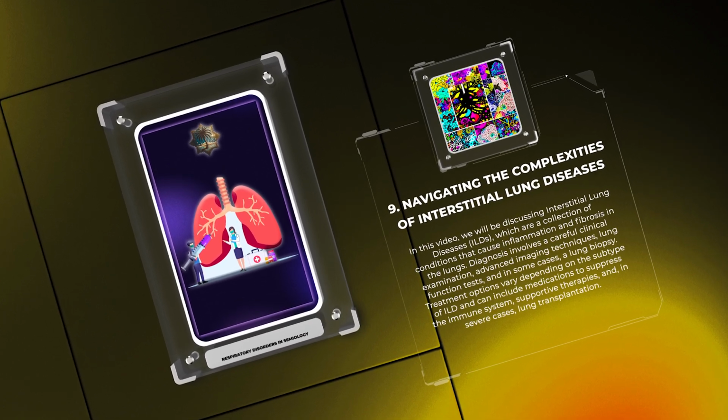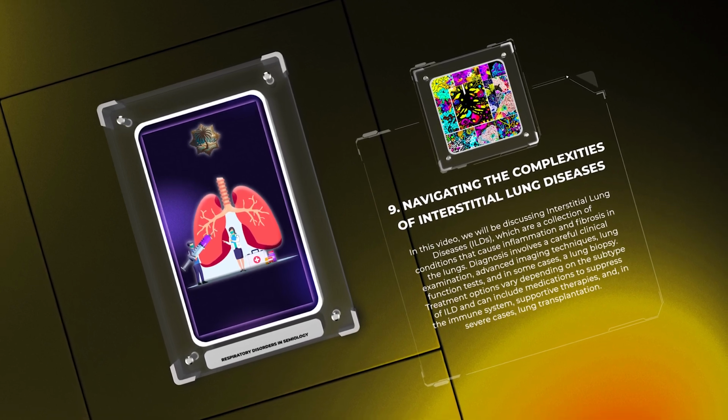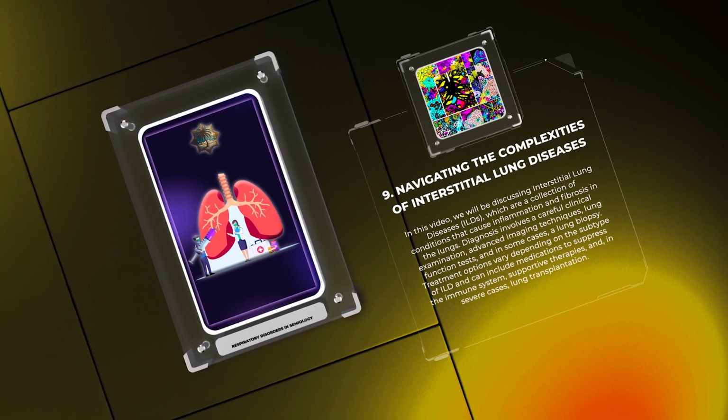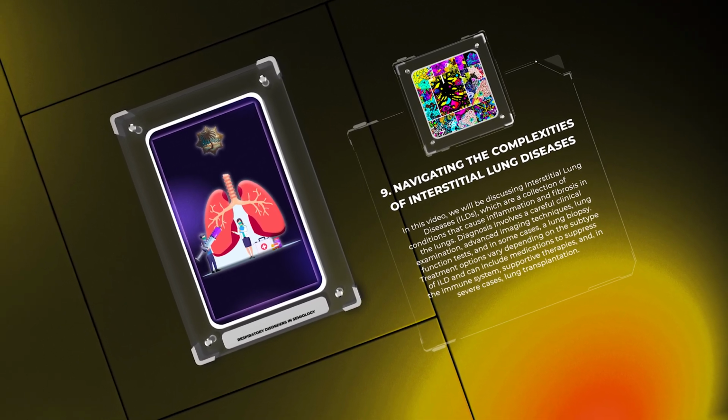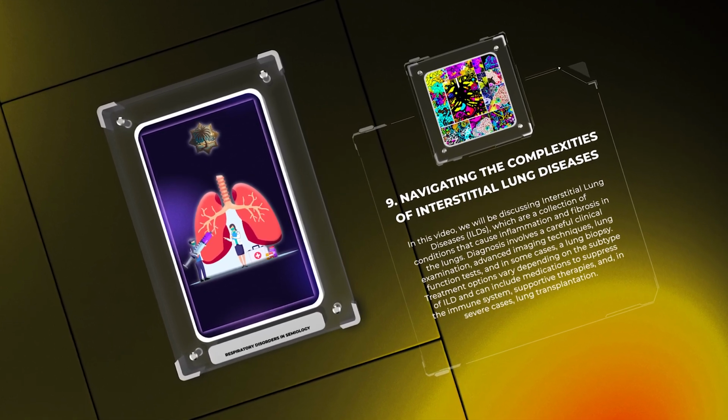Diagnosis involves a careful clinical examination, advanced imaging techniques, lung function tests, and in some cases, a lung biopsy. Treatment options vary depending on the subtype of ILD and can include medications to suppress the immune system, supportive therapies, and, in severe cases, lung transplantation.